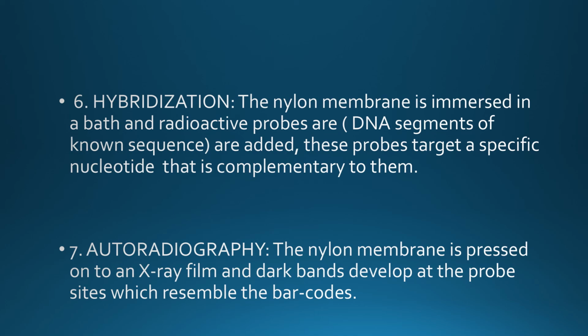Now the next step is autoradiography. The nylon membrane is pressed onto an X-ray film and dark bands develop at the probe sites, meaning probes get attached where their complementary sequences are, and these resemble barcodes. So these are the 7 steps of DNA fingerprinting.